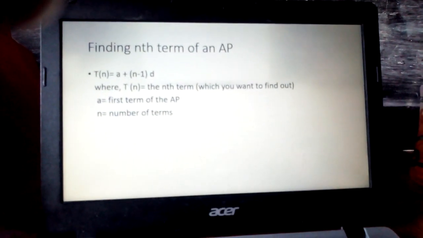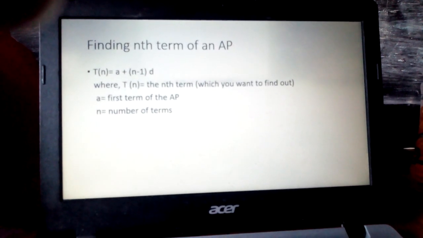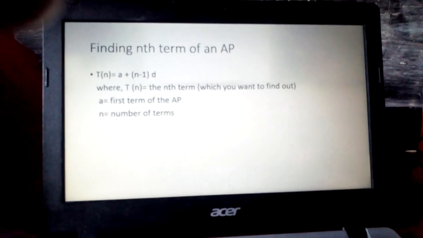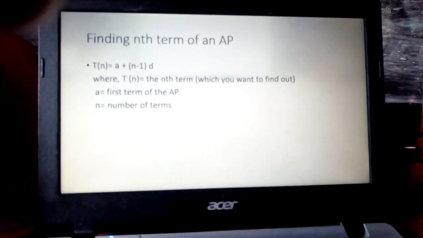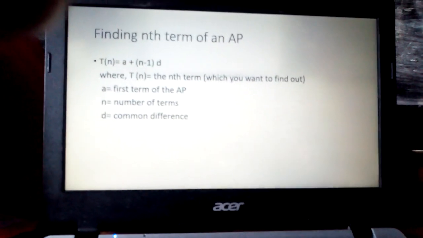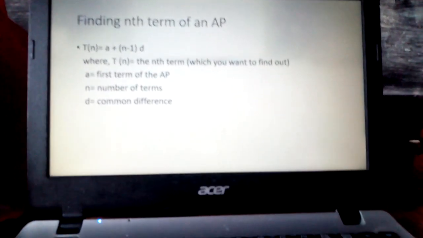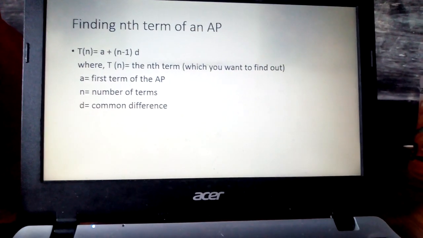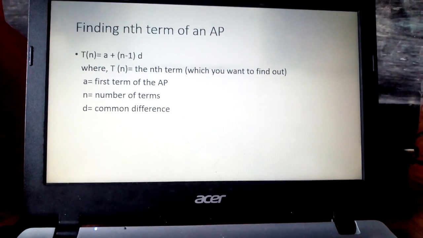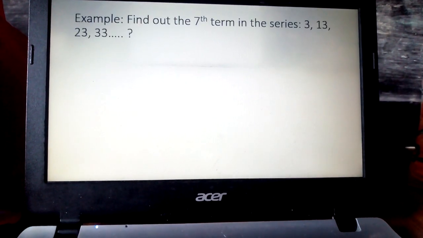Once we attempt the question, you would be able to get an idea about how to go about solving these questions. Now, what is D? Common difference, we have already discussed. D is equal to the common difference. Now let us do an example to actually find the nth term of an AP.